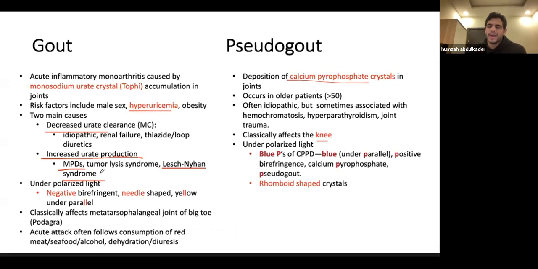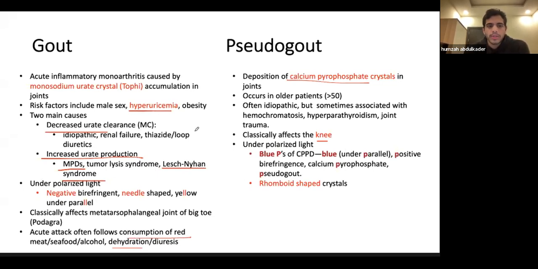Exactly, HGPRT deficiency. I think it's the only important thing from that lecture, in my opinion. But from the biochem lecture, sorry. They'll say that he'll have some kind of mental retardation. He'll like to eat rocks or stuff like that, pica, whatever. And so it is an HGPRT deficiency, correct? Acute attack often follows consumption of red meat, seafood, alcohol, or it could be due to dehydration, diuresis, anything that causes increased urate in the blood, right?